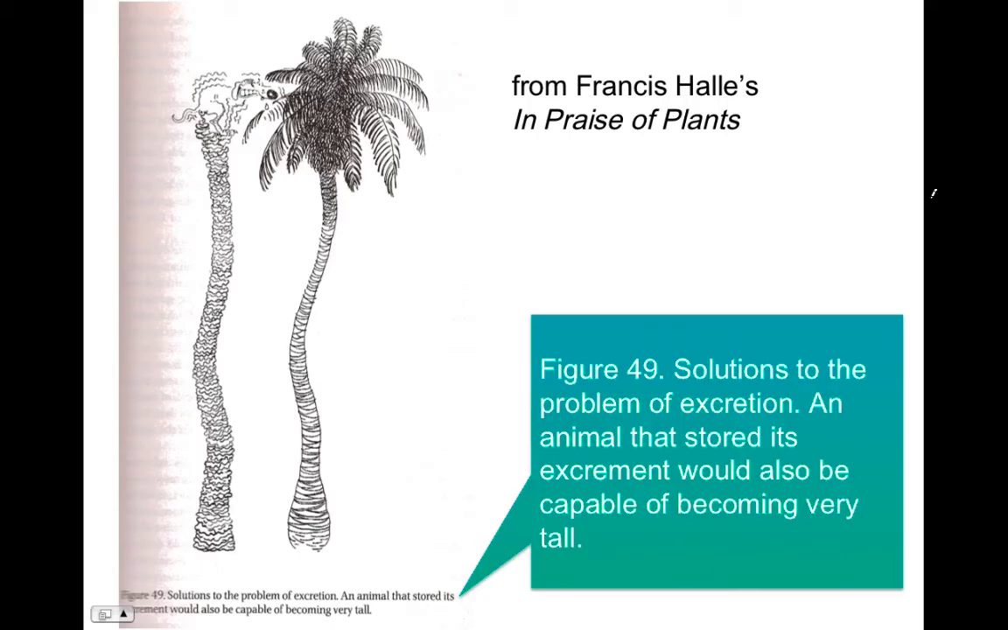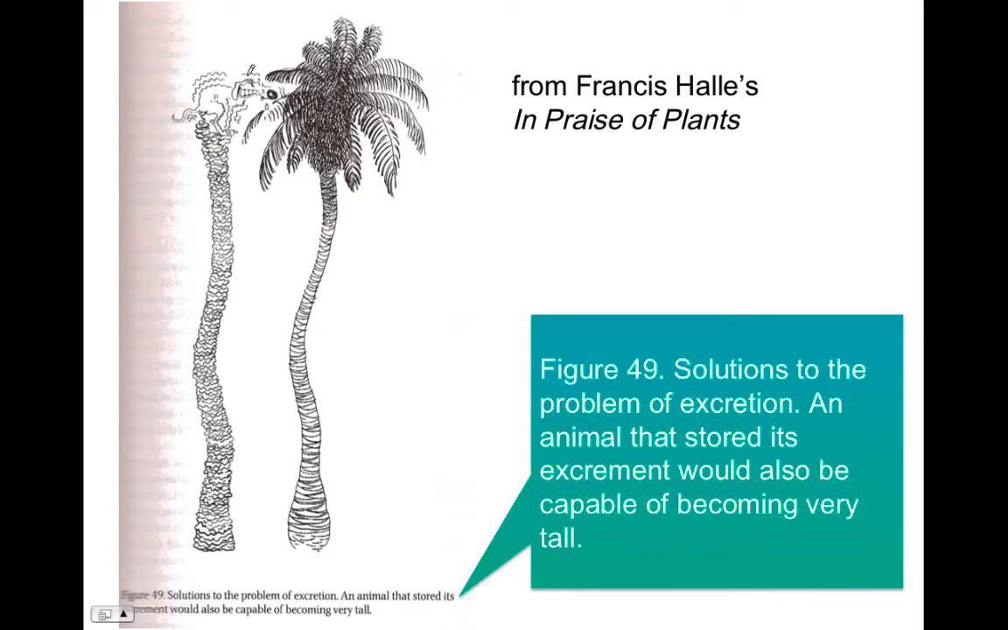I always like sharing this particular image from the book In Praise of Plants, as the caption says, "Solutions to the problem of excretion. An animal that stored its excrement would also be capable of becoming very tall." This dog here does not look very happy, and any of you who've had a pet and you've picked up after them know that an animal generates a whole lot of waste.